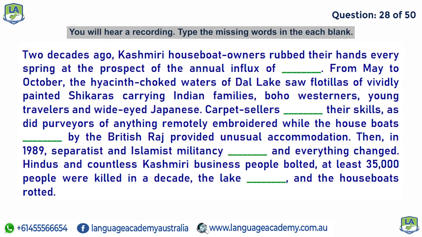Carpet sellers honed their skills, as did purveyors of anything remotely embroidered, while the houseboats initiated by the British Raj provided unusual accommodation. Then, in 1989, separatist and Islamist militancy attacked and everything changed. Hindus and countless Kashmiri business people bolted, at least 35,000 people were killed in a decade, the lake stagnated, and the houseboats rotted.